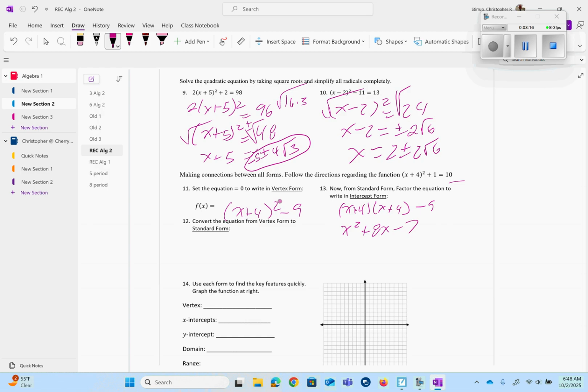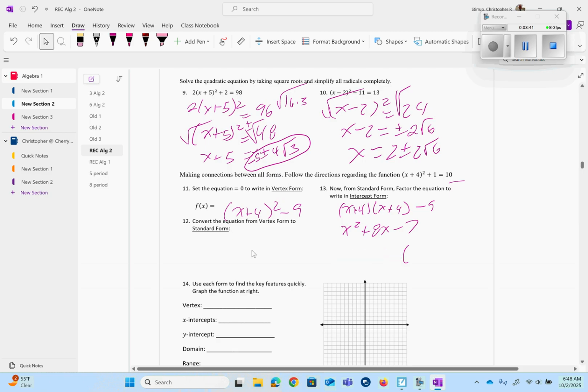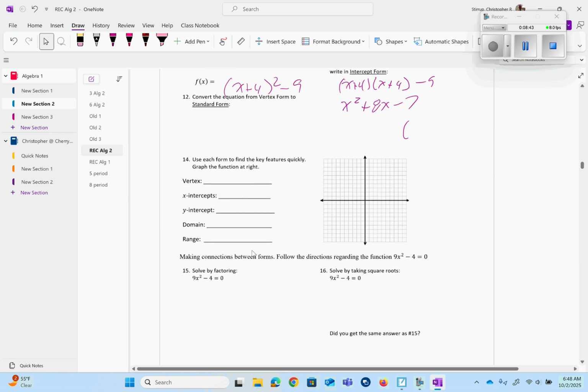Convert to vertex form. Oh wait, I think it would. Oh, and then write in intercept form what two numbers multiply together to give me negative 7. That's not going to work. Never mind. All right, we will graph this in class, so keep an eye out when we work on this.